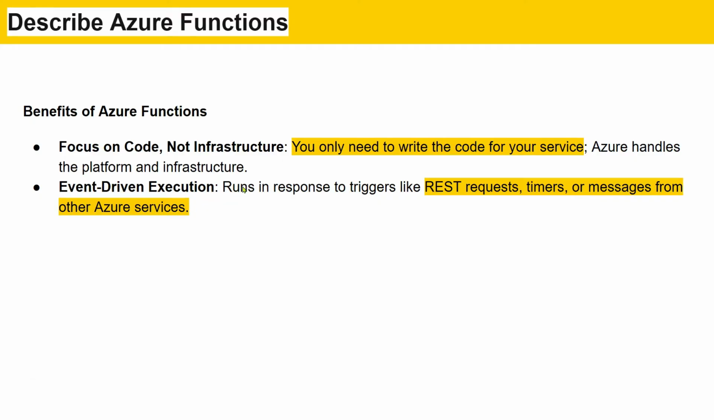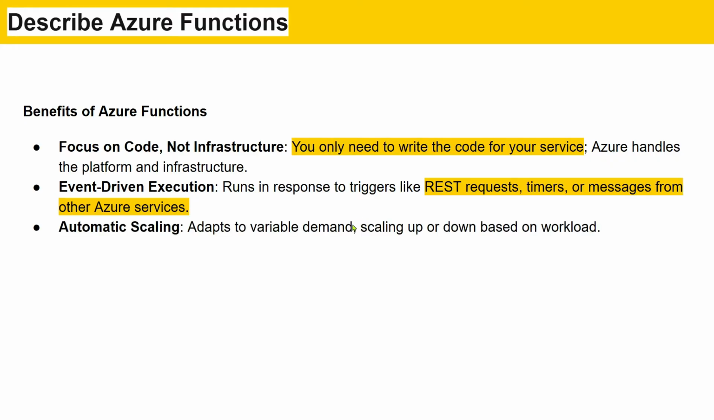Event-driven execution. It runs in response to triggers like certain REST requests, certain timers, or messages from other Azure services. That's when the event is automatically triggered. For example, signing up: the moment a record is inserted into the database, I am triggering the function, and it sends out an email to the newly signed up user.